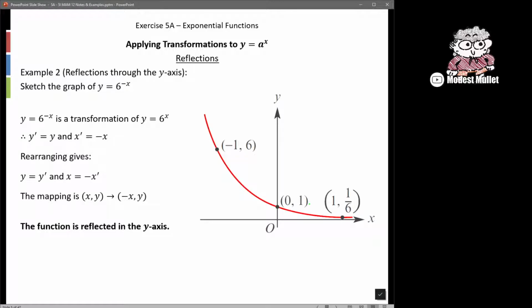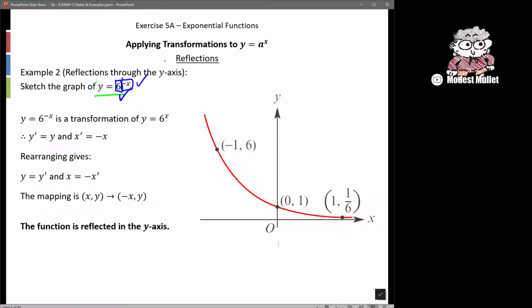Now let's look a bit at reflections, and the first one, which we've already really briefly looked at, is if we have a reflection through the y-axis. So we're reflecting about that y-axis there. We're starting with a graph of y equals 6 to the negative x. Is every operation applied directly to the x or the y? Well, the 6 is our base, so that's fine. The negative sign is applied directly to the x, and that's it.